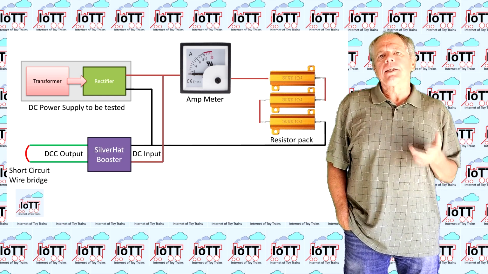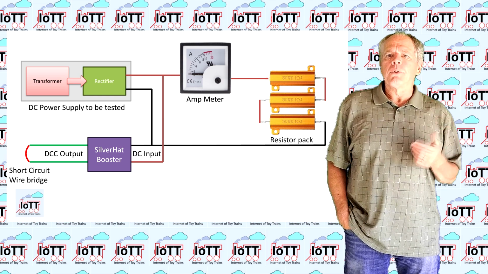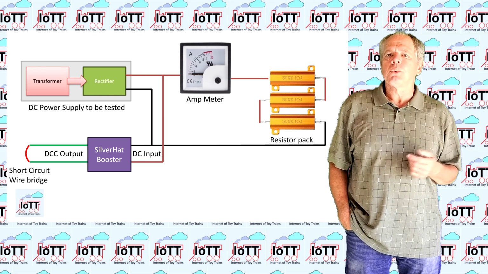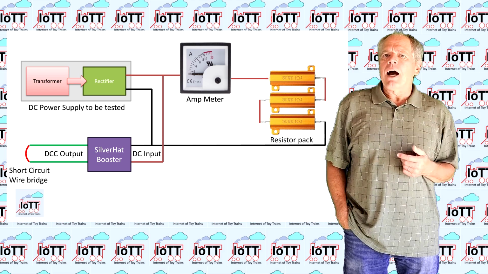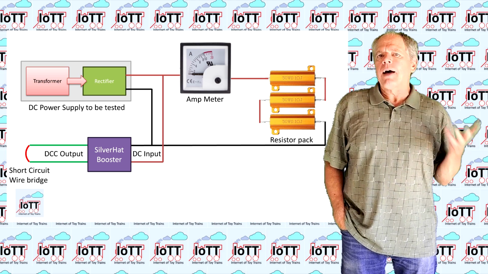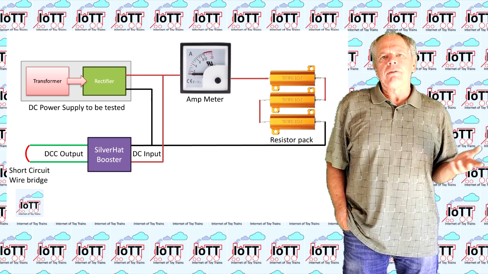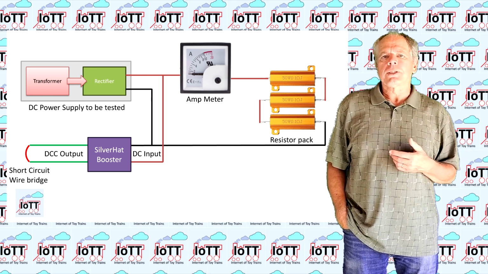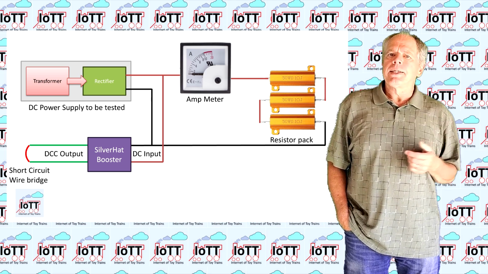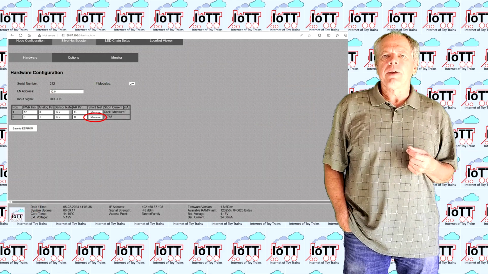Next, I wired the DC supply output to the input of the power shield of the Silverhead booster, and on the DCC output side of the booster I put the wire bridge simulating a short circuit on the track. The Silverhead function to measure the track short circuit current and display it is included in the Silverhead web page.